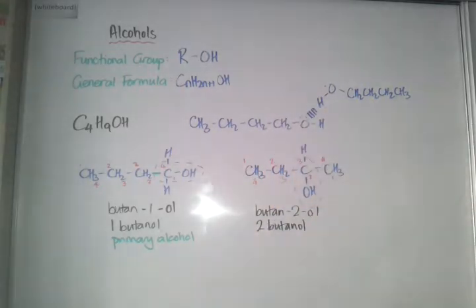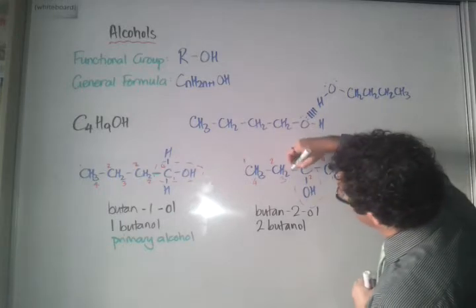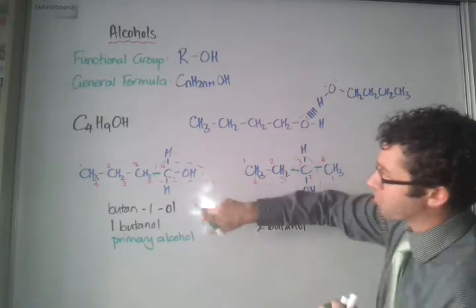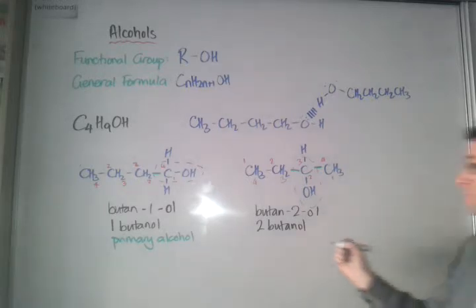Righto. Now, if I look at the carbon that I've circled, the one with the OH on it, how many carbons is it bound to? 2. Okay. So if this one here was called a primary alcohol because it was only bound to 1, guess what classification of alcohol this is? Secondary. Secondary. Brilliant.